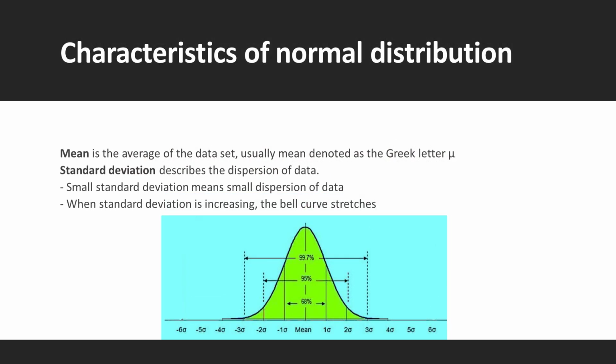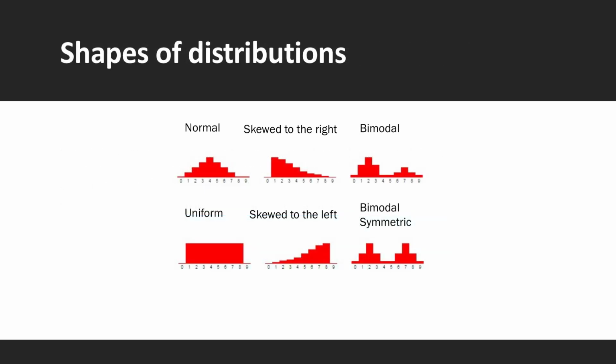Mean is the average of a data set. Usually mean is denoted by the Greek letter mu. Standard deviation describes dispersion of data. Small standard deviation means small dispersion of data. When standard deviation is increasing, the bell curve is stretching.